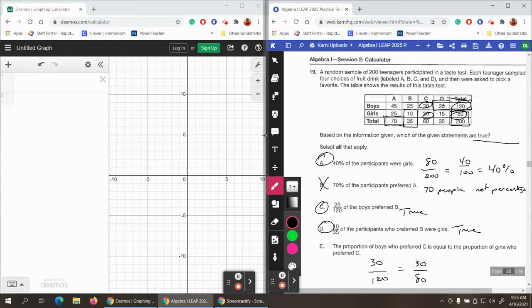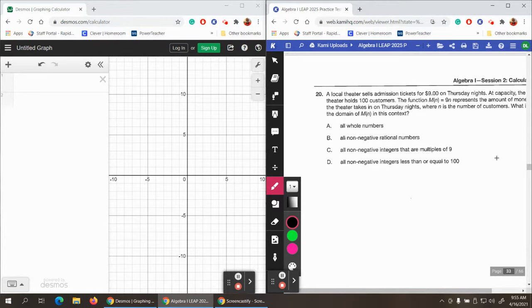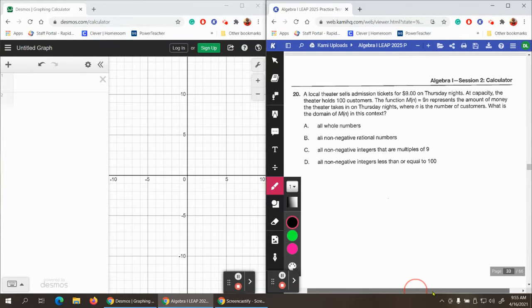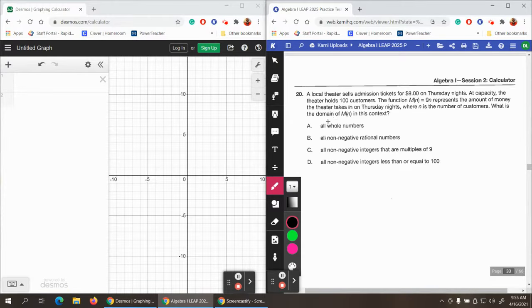Is that true? No. All right, let's go to number 20. A local theater sells admission. Going through reading, there's my function. What is the domain? Remember, domain is the x values. All right, so we're talking about customers, right?